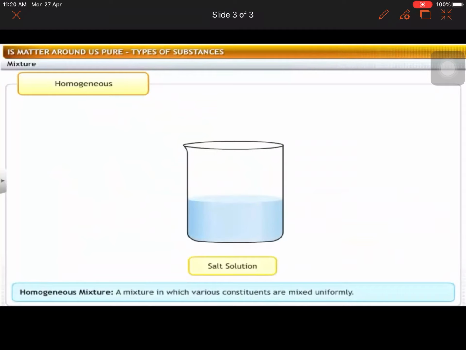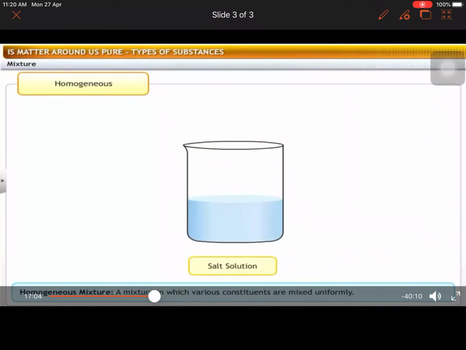The second type of mixture is a homogeneous mixture. Observe the solution. So you can see heterogeneous and homogeneous mixtures. In heterogeneous, the parts which are being mixed can be seen separately, but in a homogeneous mixture, they cannot be seen separately, right? You can see this salt solution, right? It is a mixture actually.